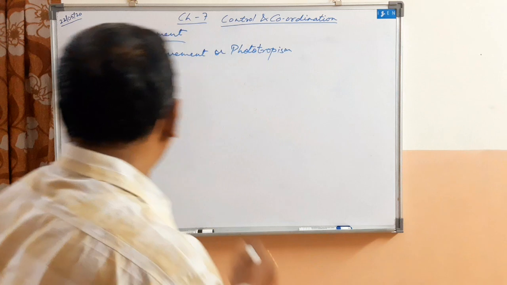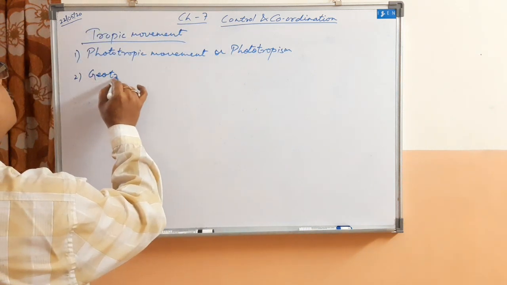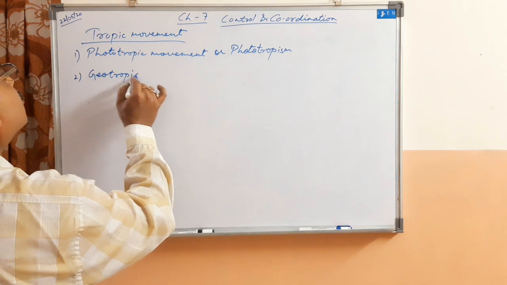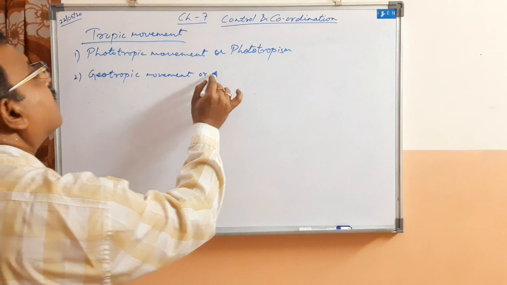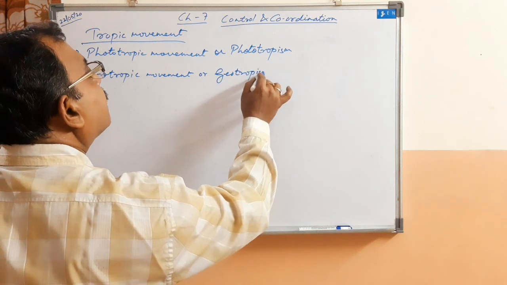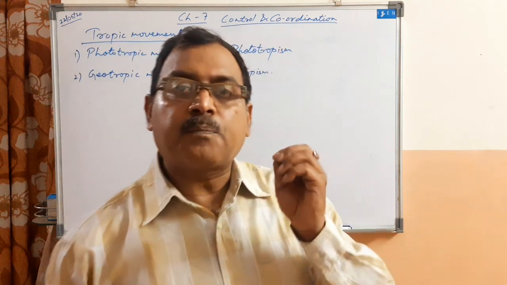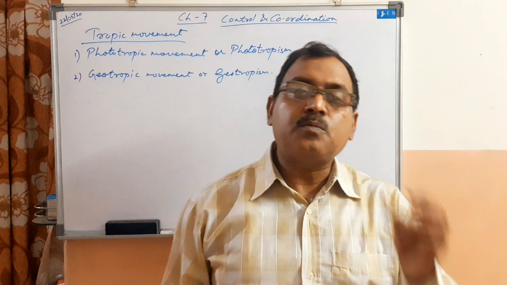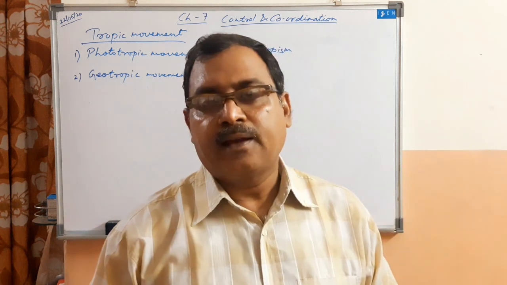The next is geotropism, or geotropic movement. The movement of a plant part due to the stimulus of gravity is called geotropism.